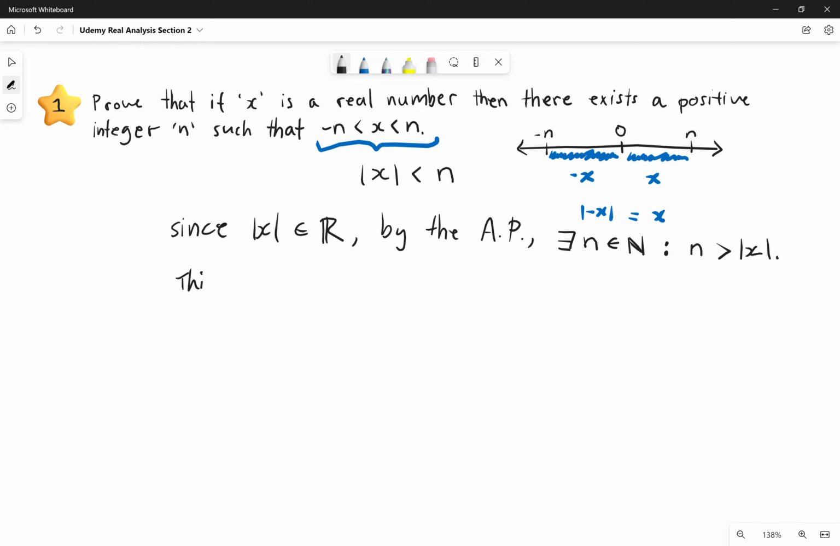This implies that x is greater than negative n, which is less than n, which is just rewriting this over here without the absolute value sign. And that should be the end of the proof.